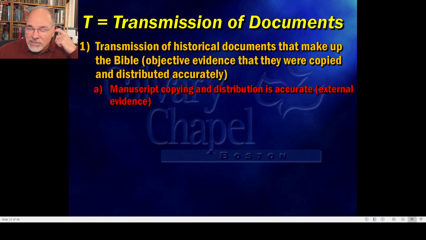Even liberal scholars that do manuscript study know that. They don't believe what the manuscripts say, but they agree that they are accurately copied, that there's no way to really question what is taught in the New Testament because of it. And the importance of this is to know that it's not the telephone game, okay?